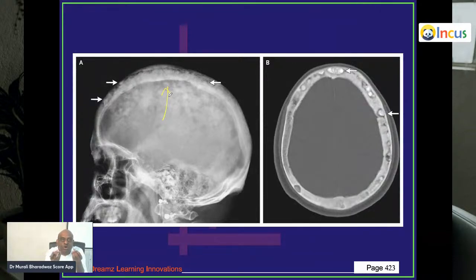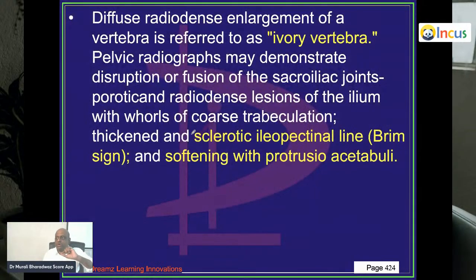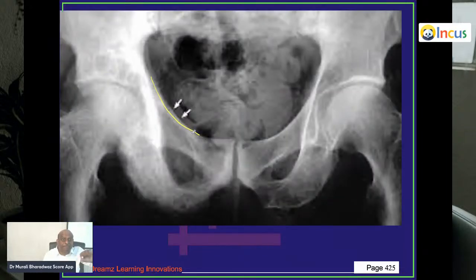Then how is this looking like? This is looking like cotton wool in Paget's disease. It is also called osteoporosis circumscripta in Paget's disease. And what is this? The iliopectineal line became very white. So that is called sclerotic iliopectineal line, otherwise called the brim sign.